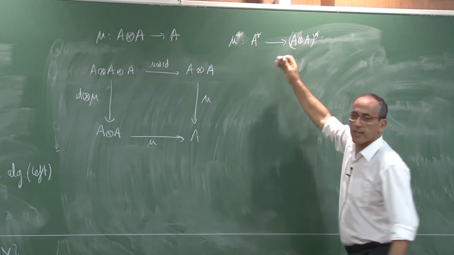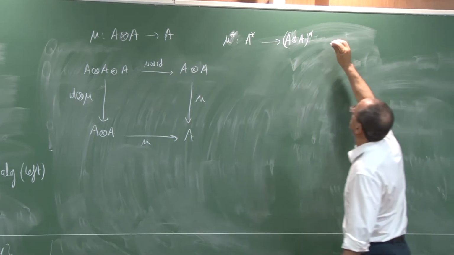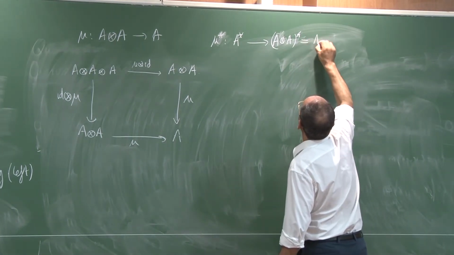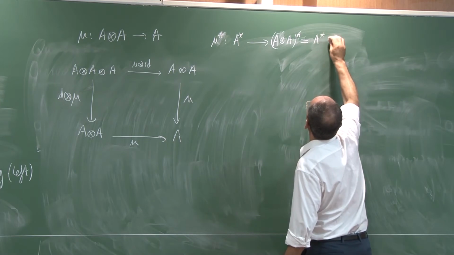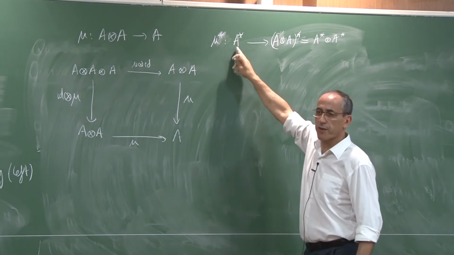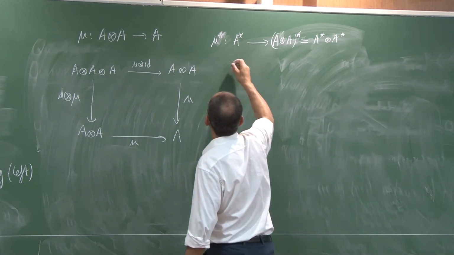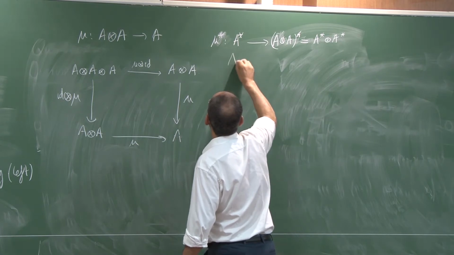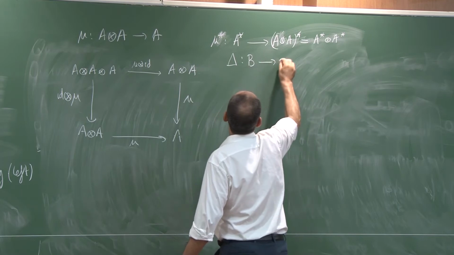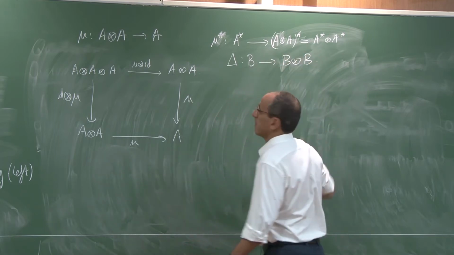Let us assume that A is finite dimensional, and assume that this is the same as the dual of A tensor the dual of A. Then you get an operation, this delta. This delta is a map going from B to B tensor B.